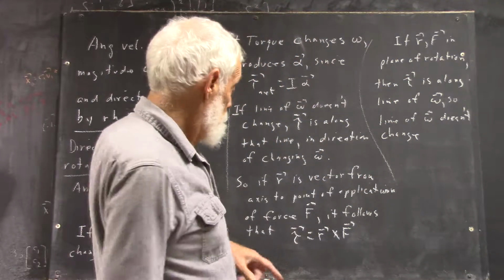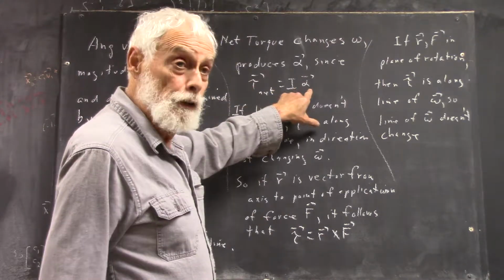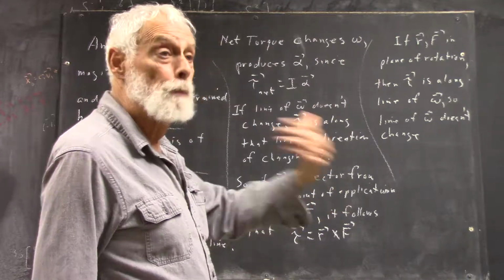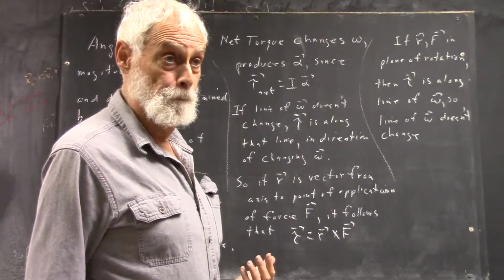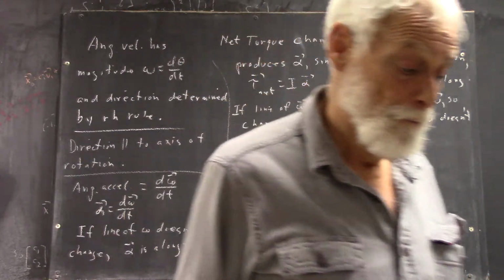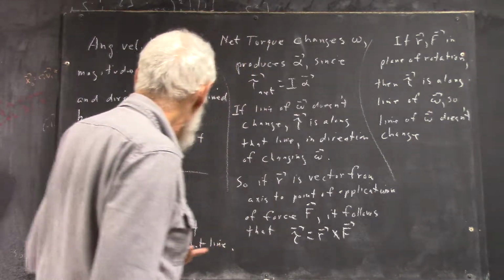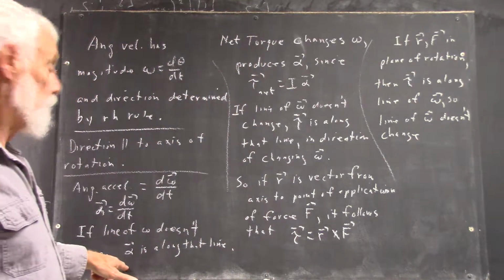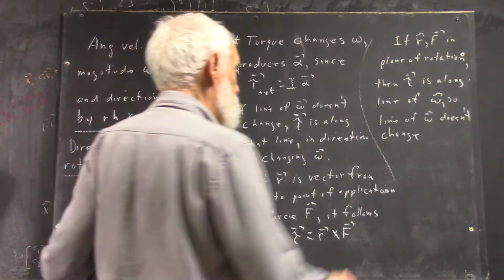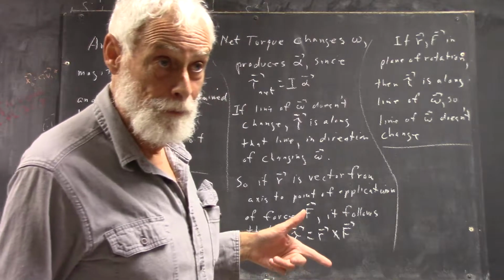Why not? Because the torque is along the line of omega, so is the angular acceleration. So any change in angular velocity will be along that line. This is if it only rotates in one plane, right? That follows from the assumption that the line of omega doesn't change. Okay? Now, this applies, though, even if the line of omega does change.